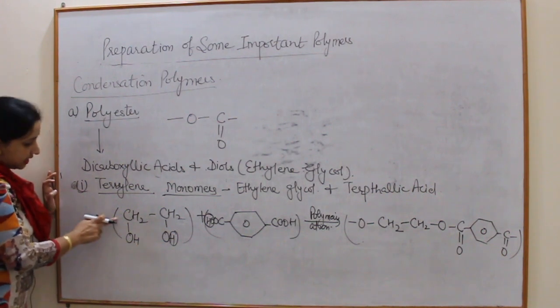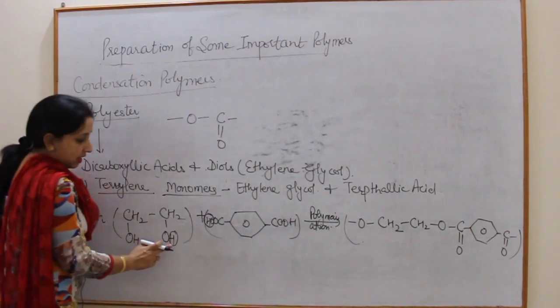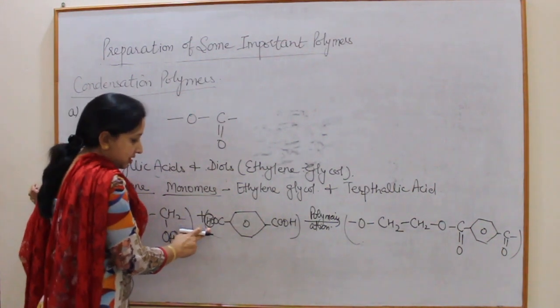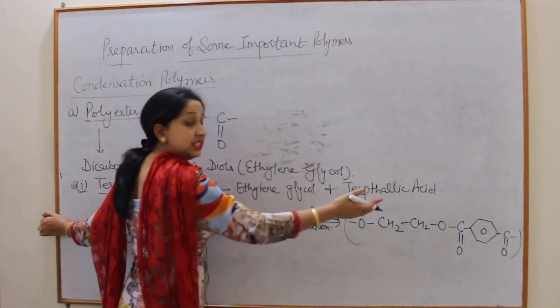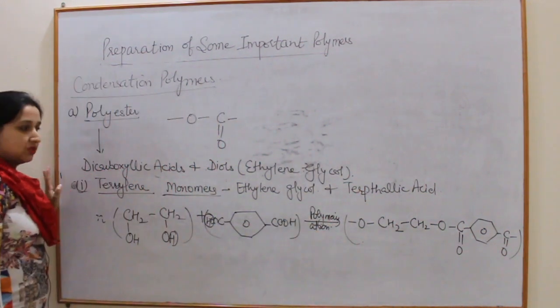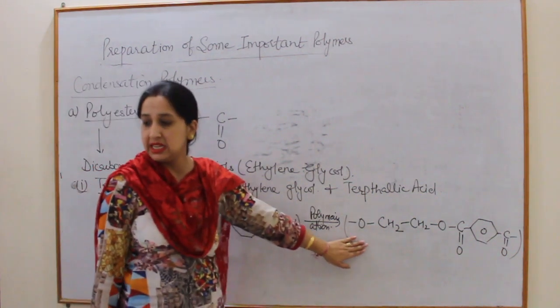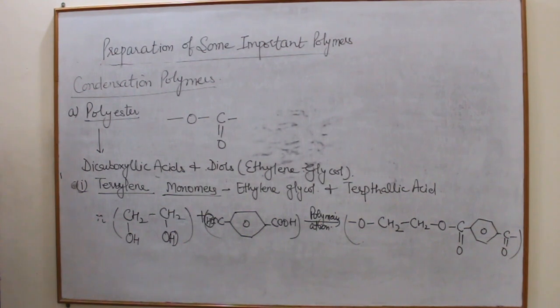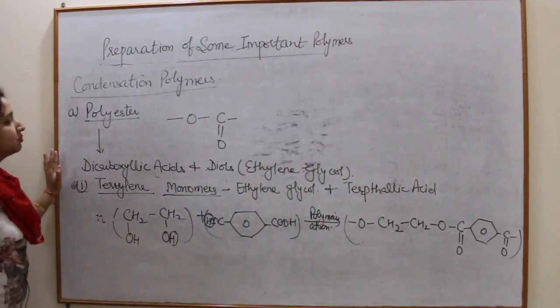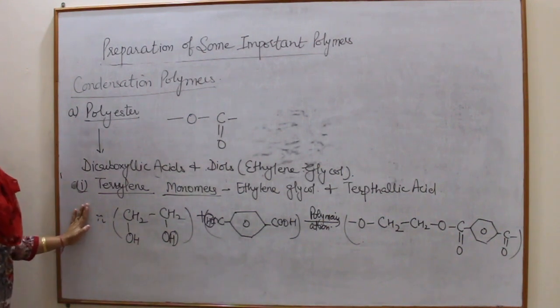H, it can connect with another monomer, H from here, OH from here. These will condense. Again OH from here and H of the next monomer unit. So this is your basically terylene fiber. It is mixed with cotton and wool to make different type of cloths, and it is also used for the preparation of helmets or recording tapes. So this was your first polyester, that is your terylene.